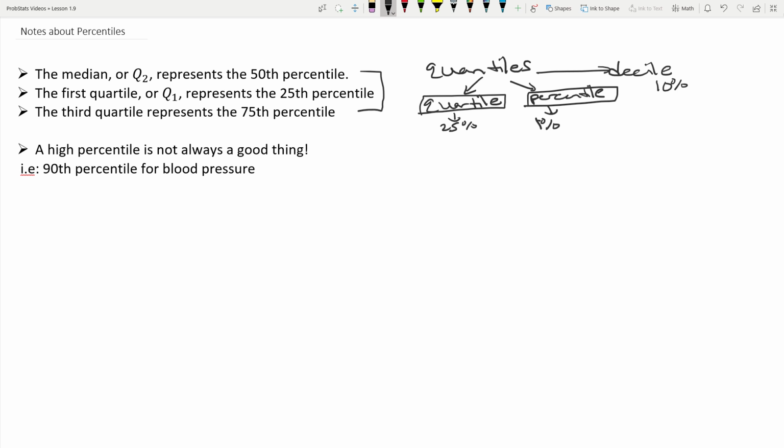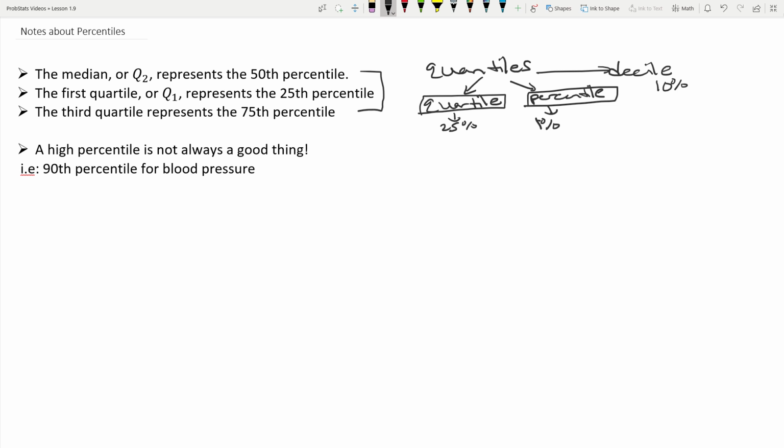In the case of test scores, or SAT scores, or ACT scores, a high percentile is a good thing. So if you score at the 95th percentile, that means 95% of people scored below you. So that's a good thing.